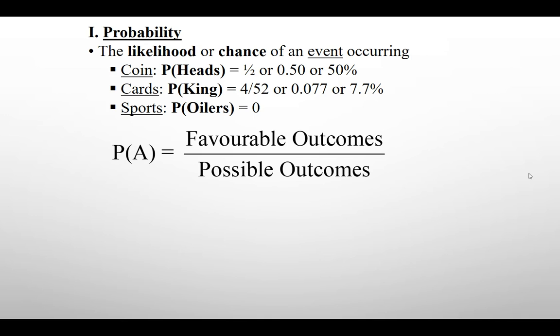Therefore, if you wrote the favorable outcomes and the possible outcomes into this equation for a coin, the probability of flipping a coin and getting heads would be 1 divided by 2.